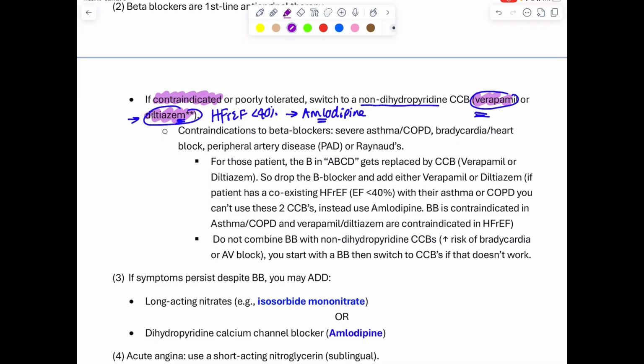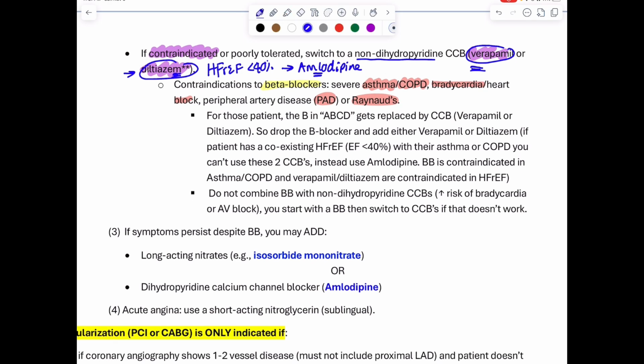So when I say contraindication to beta blockers, what are we talking about? Anyone with asthma, COPD, they have bradycardia, they have heart block, peripheral artery disease, or Raynaud's. Okay? So we're going to move right here. We said the B in ABCD gets replaced by verapamil or diltiazem if there is a contraindication, and we listed the contraindications here.